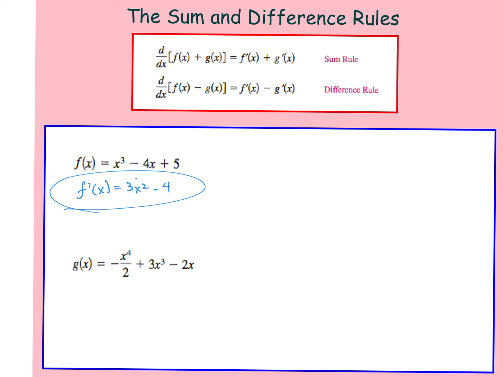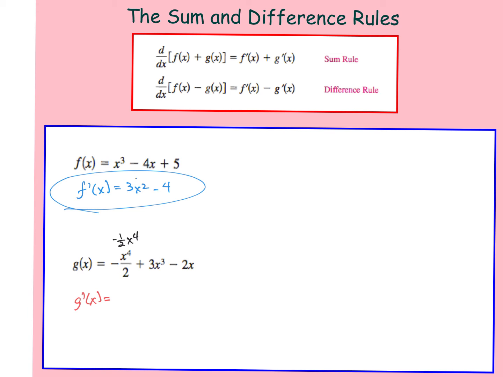All right, let's look at this next one. g of x is equal to negative x to the 4th over 2 plus 3x cubed minus 2x. How do I notate taking a derivative of g of x? That would be g prime of x. Very good. So when I'm taking a derivative of negative x to the 4th over 2, what comes out front? Okay, so you wanted to rewrite that first. That's fine. So I'd say negative 1/2 x to the 4th. Is that what you wanted to rewrite? Cool, let's do it there.